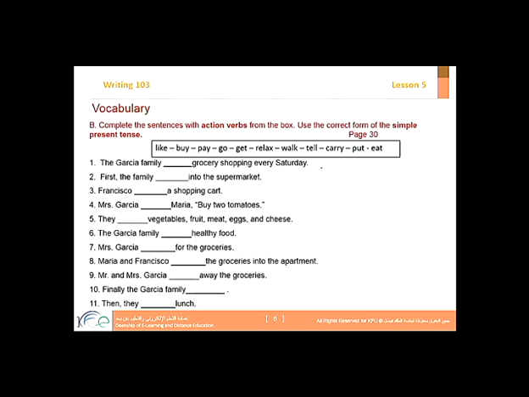Now let's try to complete the following sentences as appropriate. The Garcia family blank grocery shopping every Saturday. Which verb is the suitable verb? Like, buy, pay, go, get, carry, or walk? What's the correct answer? The Garcia family, they go grocery shopping every Saturday. Now, number 2. First, the family into the supermarket. The family, what? The family walks.